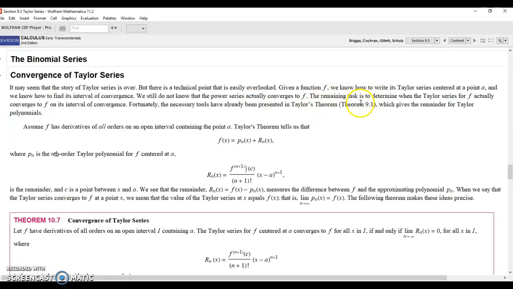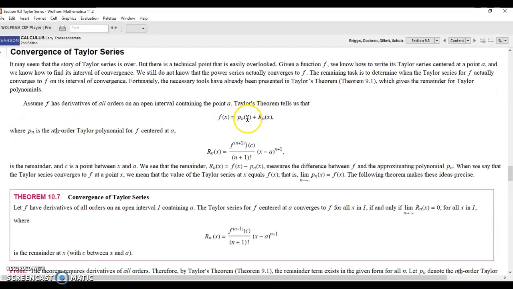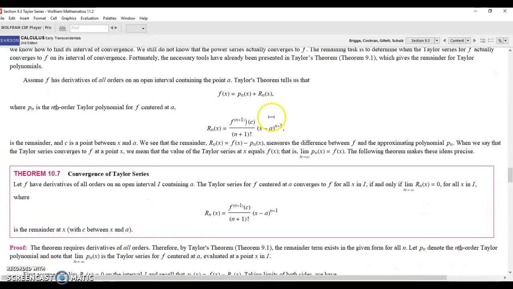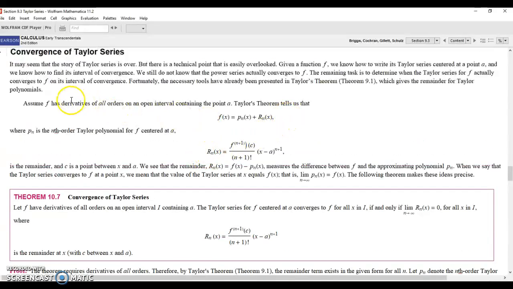Theorem 9.1 gave us the tools to do that, and that is the remainder term. We looked a little bit at this remainder term back in 9.1, but not a lot. Basically our function is Pn of x plus Rn of x, where Pn is the nth order Taylor polynomial and Rn is our remainder term. So we went out like 8 terms, and then there'd be a remainder term, and that is f of x. In order to have convergence, we need this Rn of x term to basically disappear, so that the Taylor series, when we let it go to infinity, equals f of x.